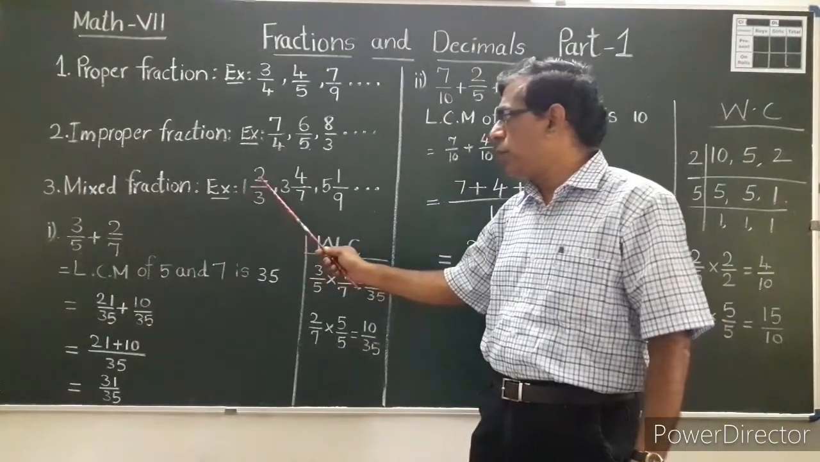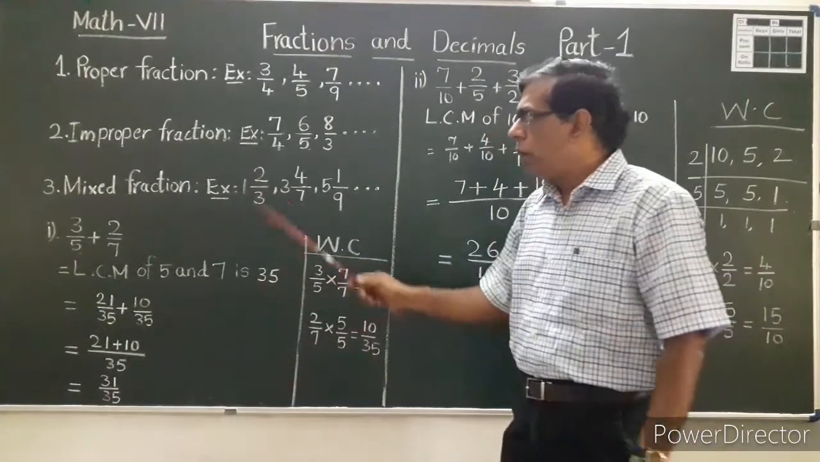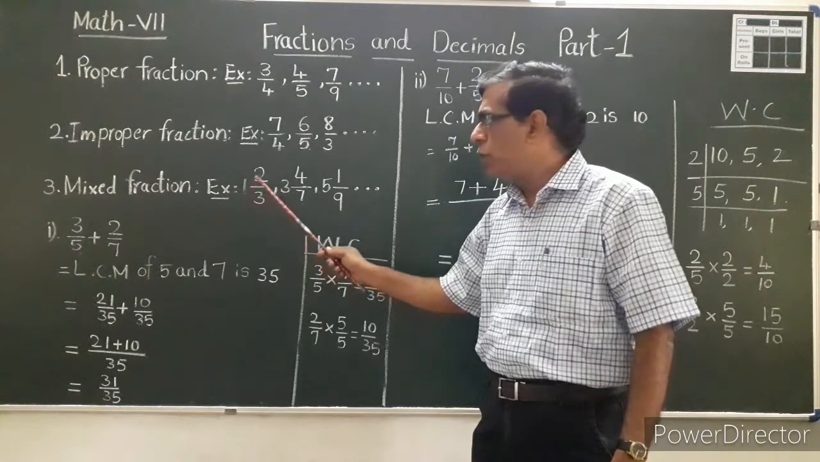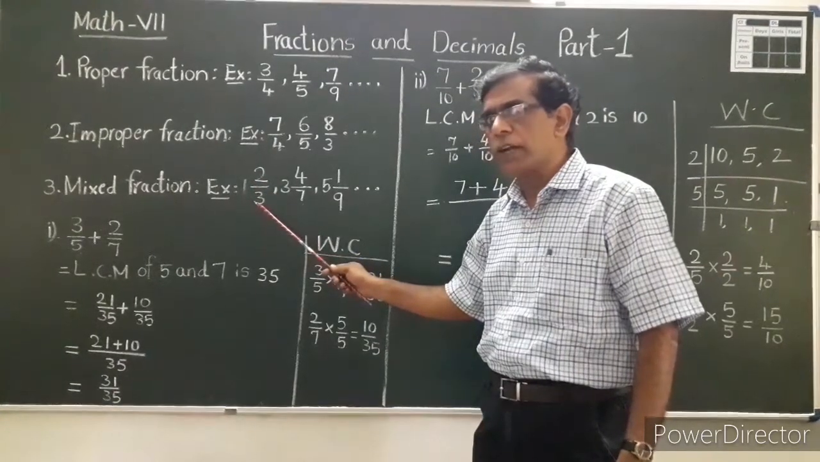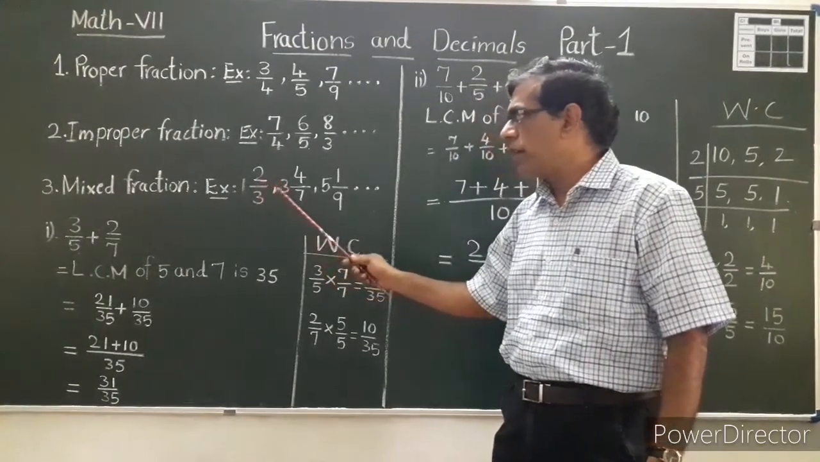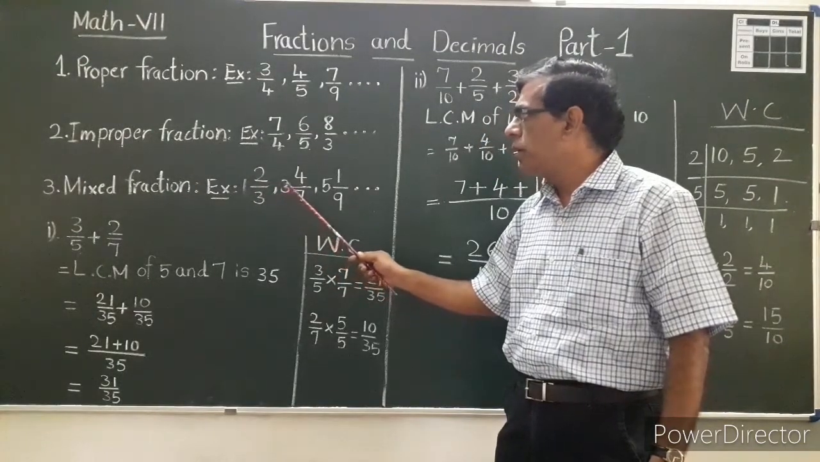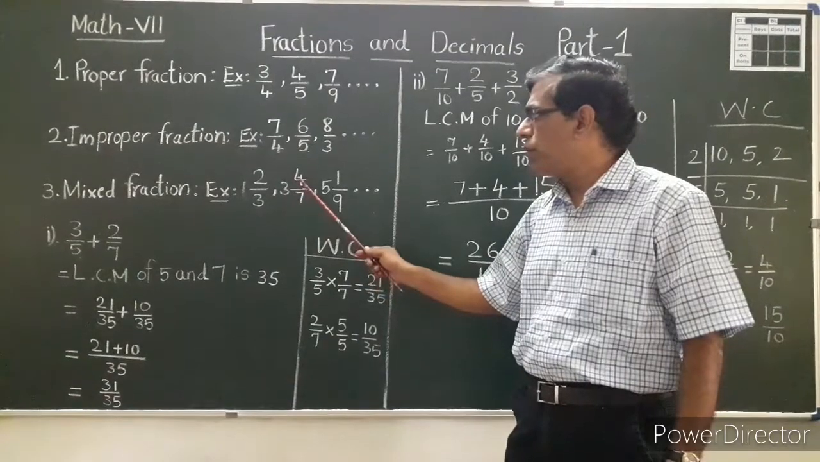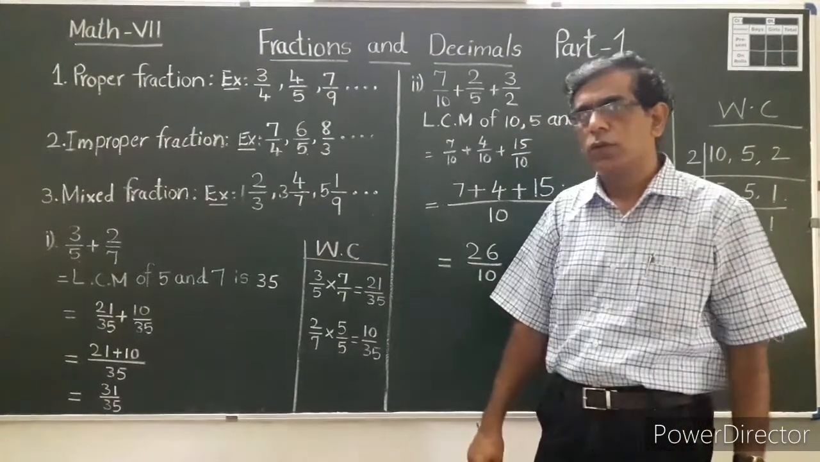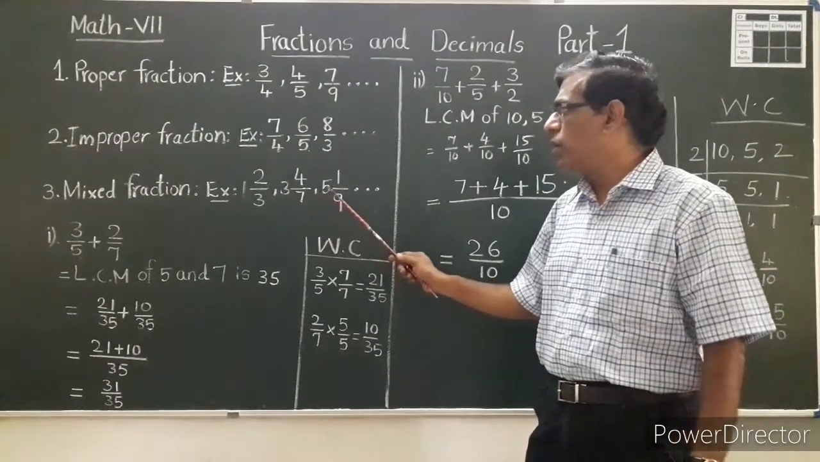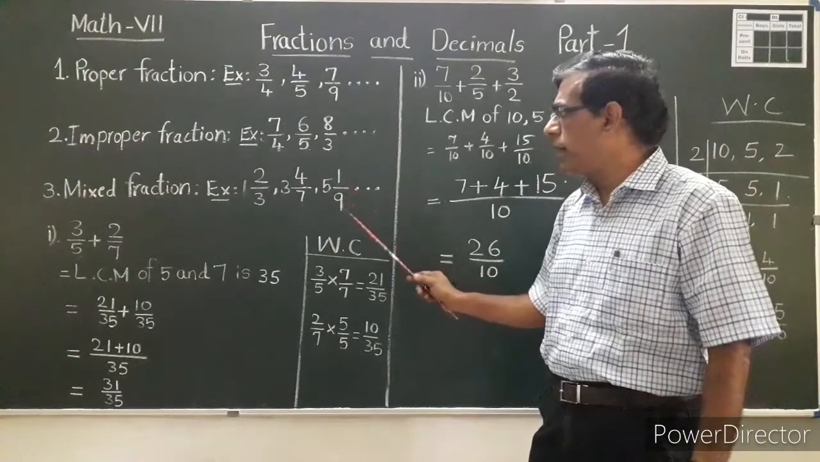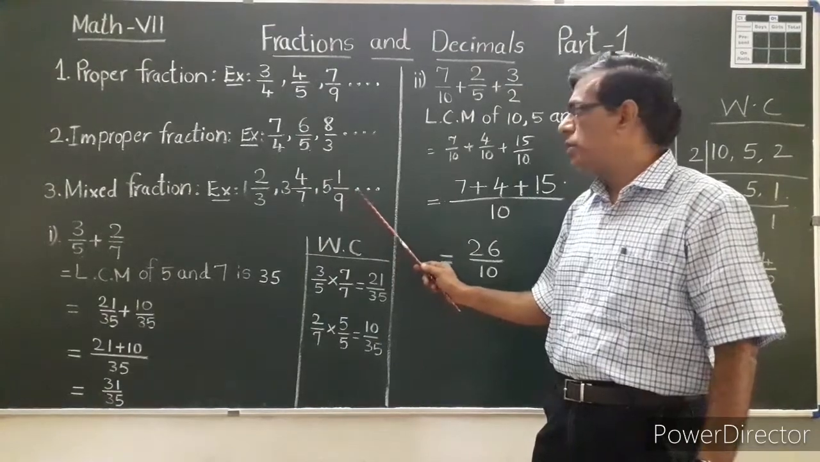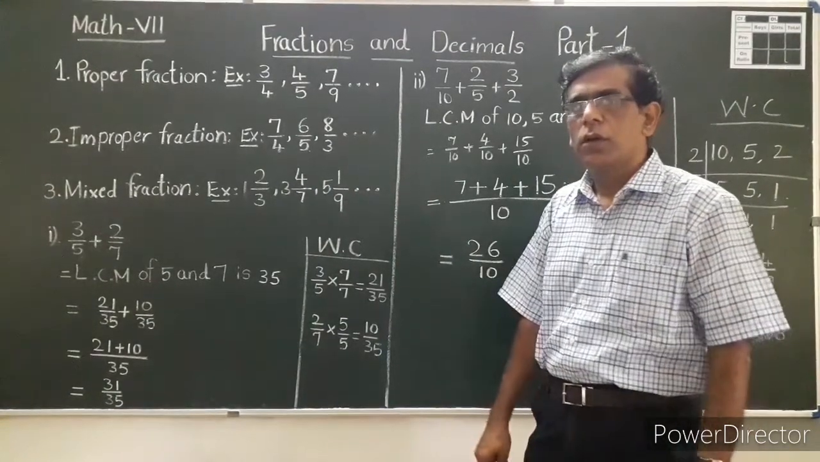Example, 1 and 2 by 3. Here 1 is a natural number, 2 by 3 is a proper fraction. The next example is 3 and 4 by 7. Another example, 5 and 1 by 9, and so on.